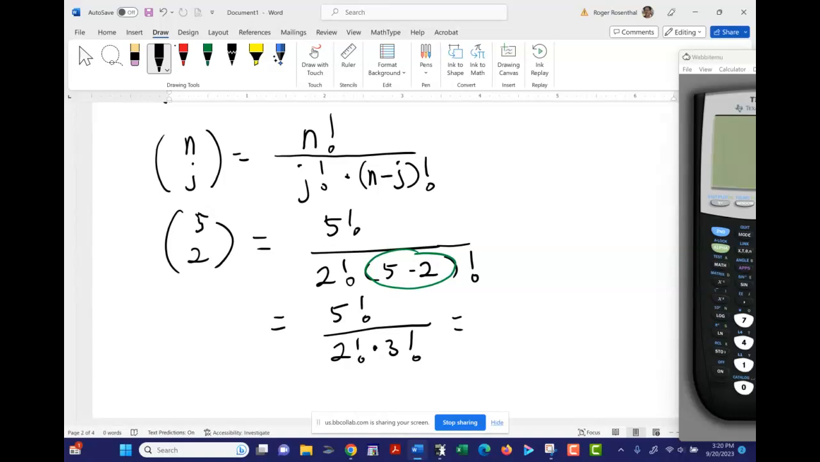Now, 5 factorial we did right in the beginning, and that turned out to be 120. 2 factorial you can figure out is 2. 3 factorial you can figure out is 6. So that's 120 over 12, and 120 over 12 is equal to 10. So 5 choose 2 is equal to 10.